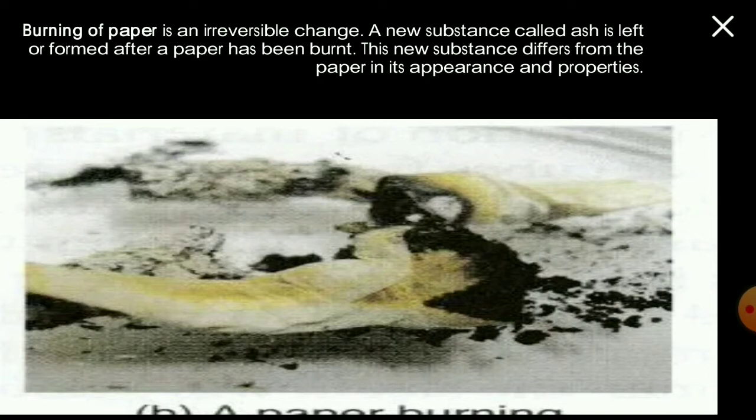This is also an example of an irreversible change, which is called burning of paper. A new substance called ash is formed after paper has been burnt. This new substance differs from the paper in appearance and properties.